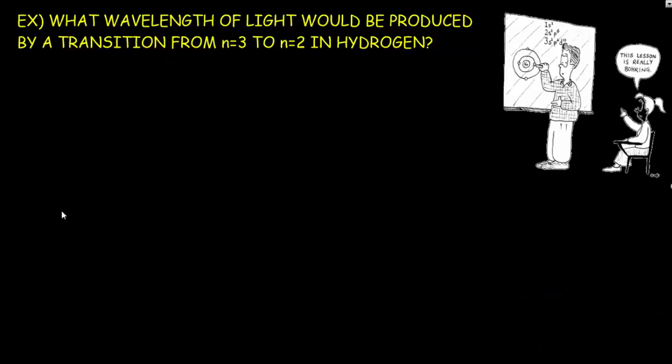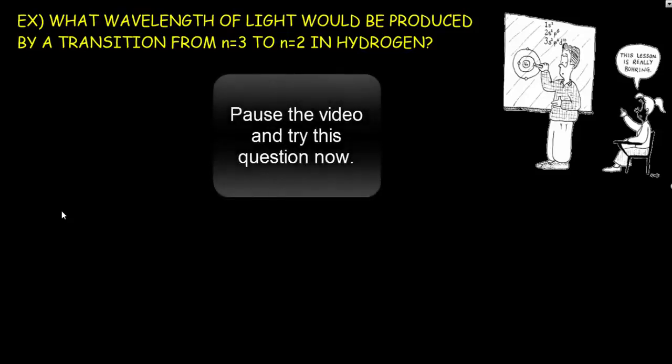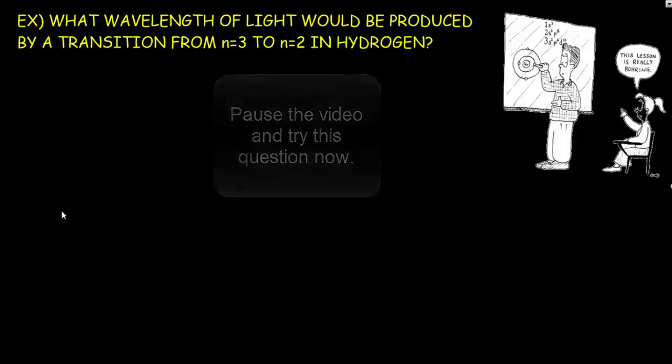So let's see if we can work out the wavelength of light that would be produced from a transition from n equals 3 to n equals 2 in hydrogen. Pause the video now, try the question, come back for the answer.